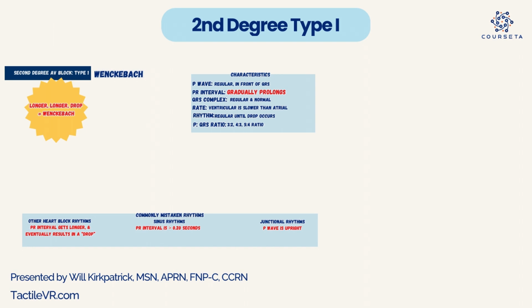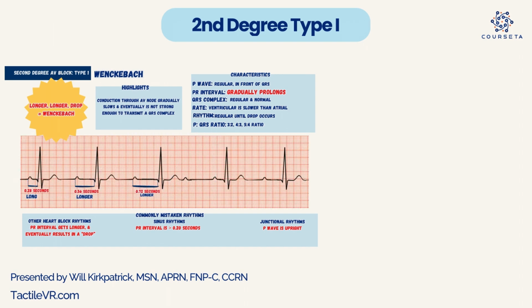The highlight of a second degree type 1 heart block is that the PR interval is progressively getting longer with each QRS complex, and eventually it does cause a complete block.